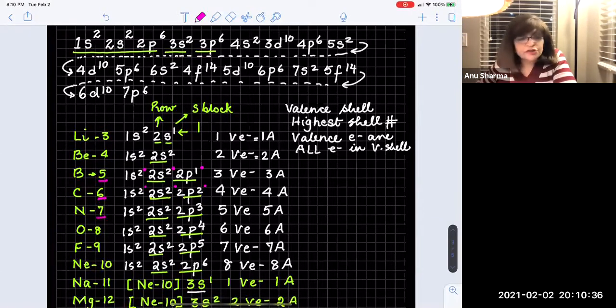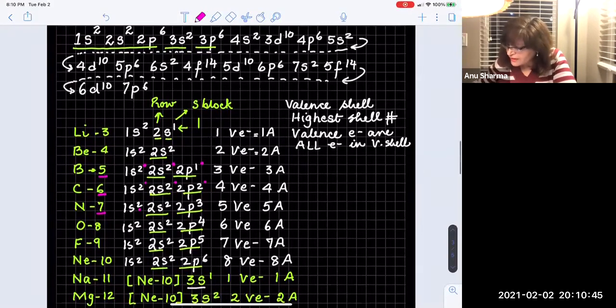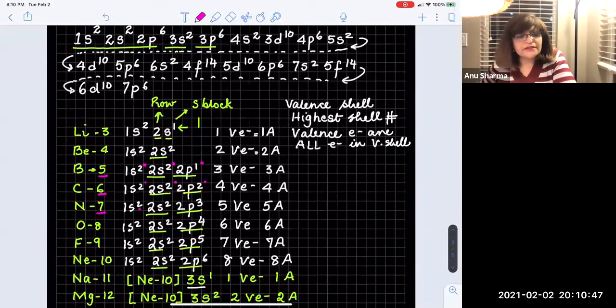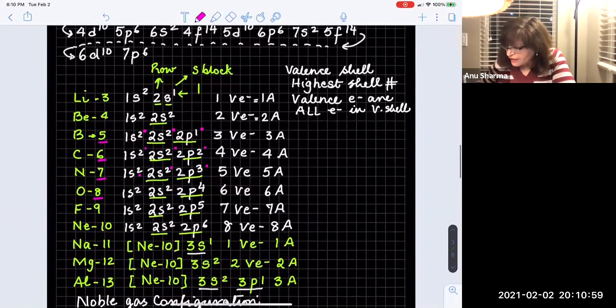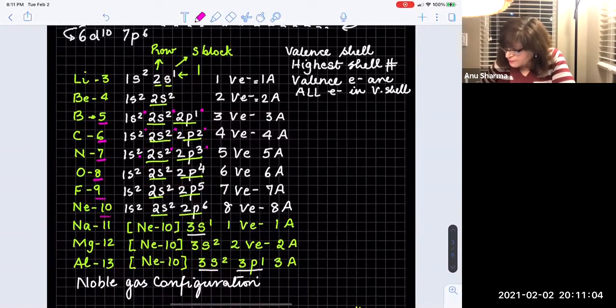7 for nitrogen, 7 electrons. First 2 electrons go to 1s2 because that's the first energy level. The second energy level has 2s and 2p. So 2s can hold a maximum of 2 electrons, and the remaining 3 electrons go to p. Similarly, oxygen is 1s2, 2s2, 2p4. Fluorine, same story: 1s2, 2s2, 2p5. Neon is 1s2, 2s2, 2p6.